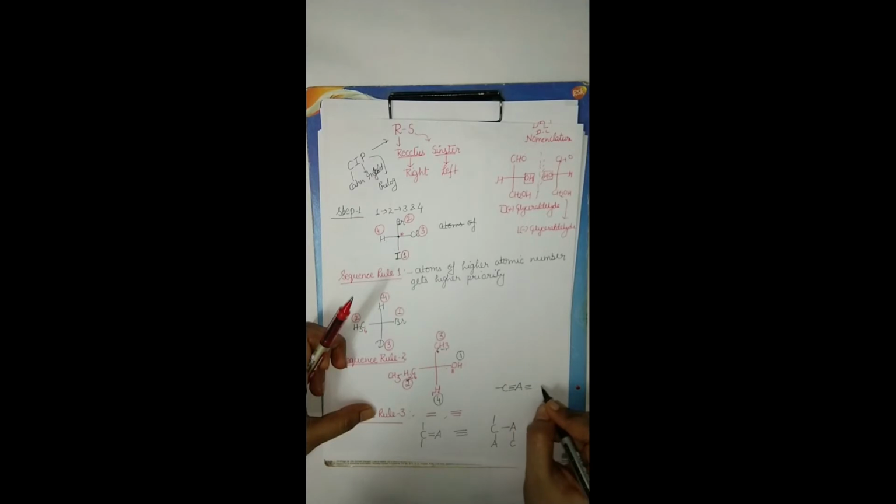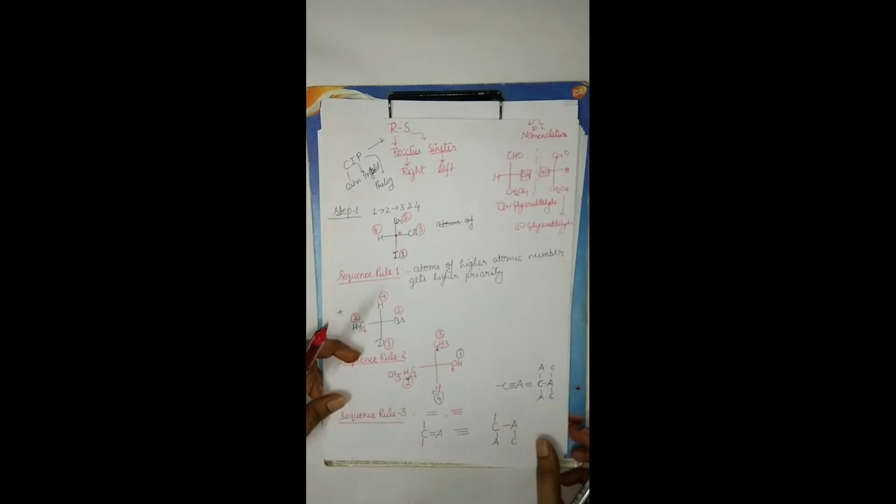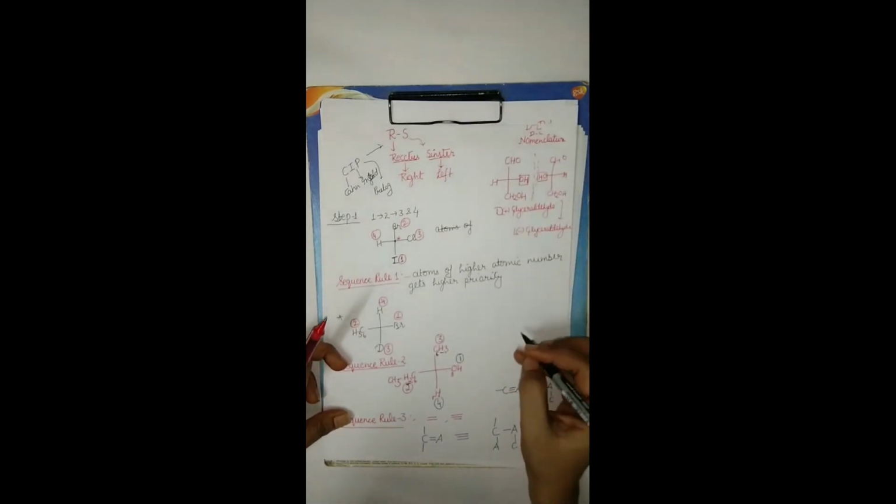It is equivalent to C with A, and this is duplicated. This is duplicated. Okay, and this carbon is attached with 3 A's: 1, 2, 3. There are 3 bonds. 1, 2, 3. This is the sequence rule 3. I have given one example.